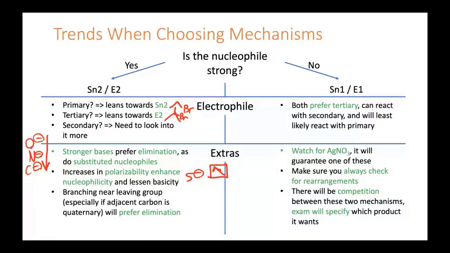And then lastly, branching near the leaving group, especially if it's adjacent to a carbon that is quaternary, prefers elimination. So if you remember that rule that Justin said, if we have a bromine there and it's adjacent to a quaternary carbon, this cannot do SN2 chemistry. So we'll pretty much force it to do E2. And this one won't even be a really fast reaction with E2 either, because there is no hydrogen on that quaternary carbon. And so our E2 product would be something like that, which isn't a very stable alkene.